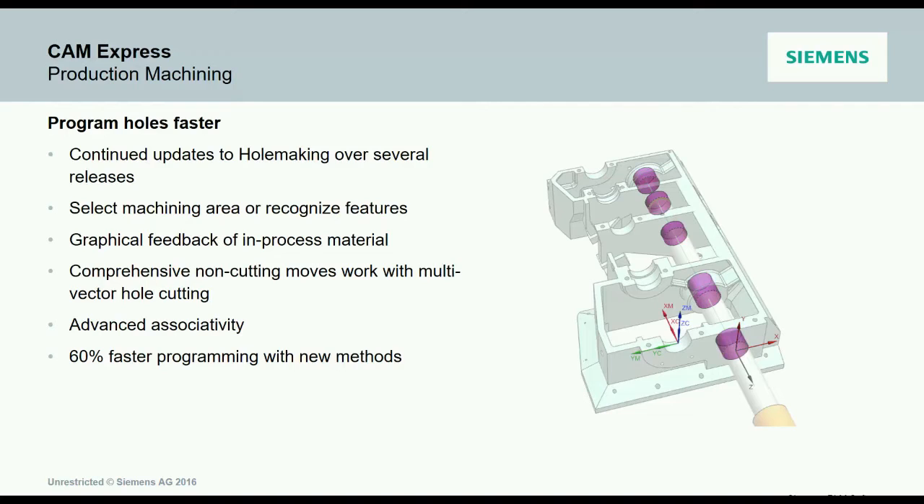Comprehensive non-cutting moves work with multi-vector hole cutting, so it allows us to easily machine multi-axis holes around a part. We have advanced associativity, which allows us to quickly regenerate our part when changes happen, and we can program 60% faster with these new methods.